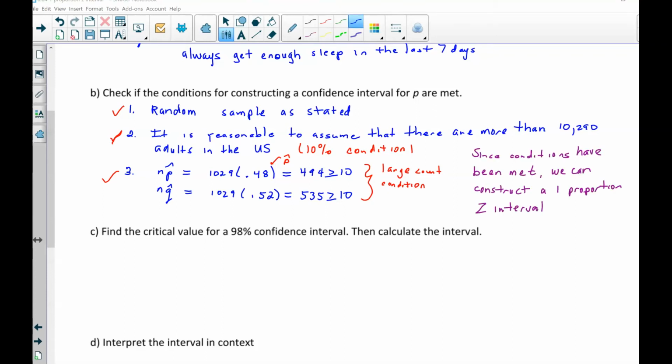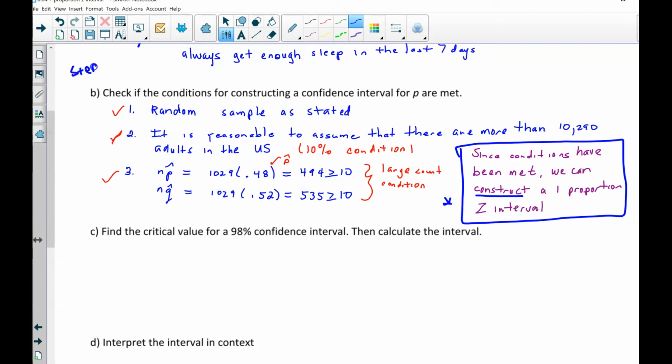So this is the summary statement that's probably easiest to use. Since conditions have been met, you're now constructing, and the name of this technique is called a 1 proportion z interval. So again, you have to have this summary statement. So we just completed step 1 in the process and step 2. And now the next couple of sections, section C, we're actually going to do our calculations.